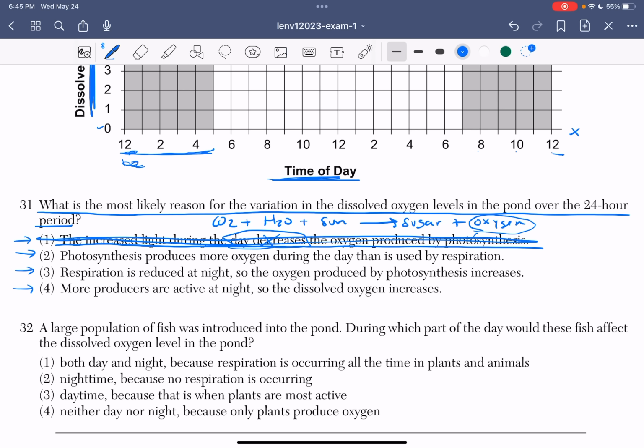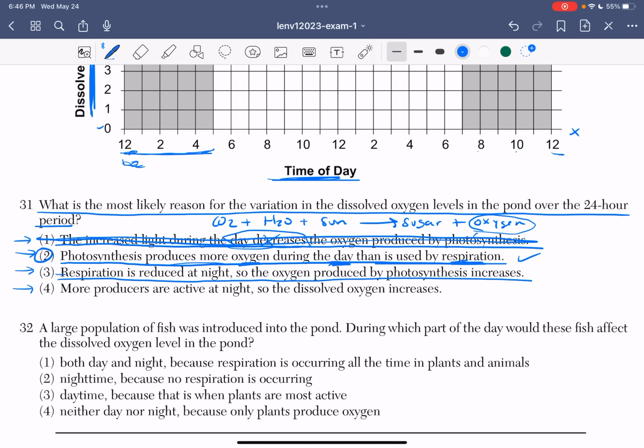Okay, choice 2. Photosynthesis produces more oxygen during the day than is used by respiration. So yes, that is correct. For number 31, choice 2 is correct so far. Photosynthesis produces oxygen during the daytime, way more than it needs for the process of cellular respiration. Let's see choice 3. Respiration is reduced at night, so the oxygen produced by photosynthesis increases.